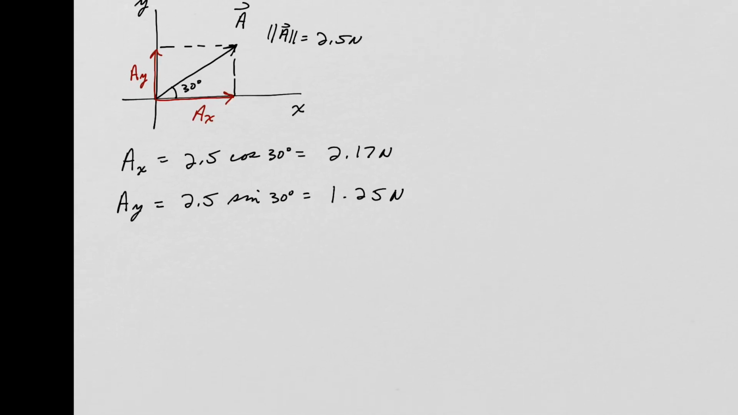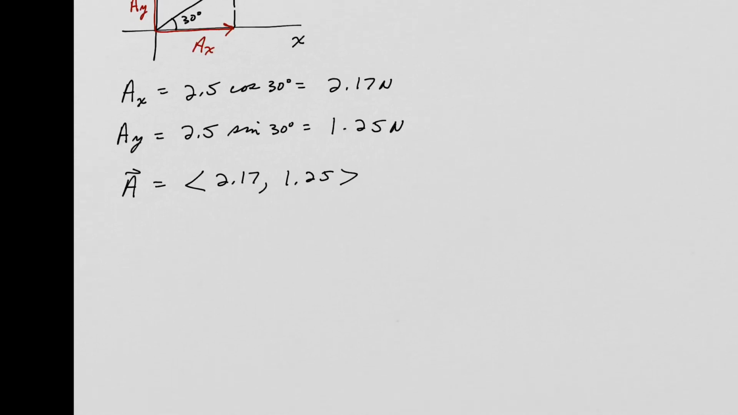If you want to write it in that MyOpenMath format, which, by the way, a lot of calculus textbooks and pre-calc textbooks will use the same square bracket format. This is going to be positive 2.17 and then positive 1.25. Okay, so that's A.